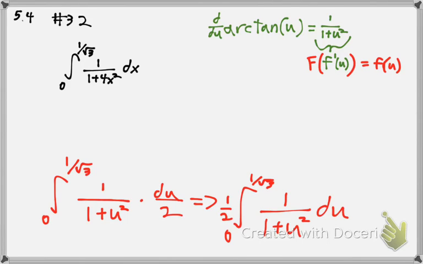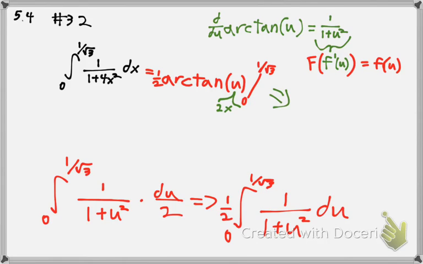So now it is equal to arctangent of u from 0 to 1 over root 3, and there has to be 1/2 at the beginning. 1/2 arctangent. And so we're going to plug in for u. Let's do that here, and let's try to save some space. So this is equal to 2x.